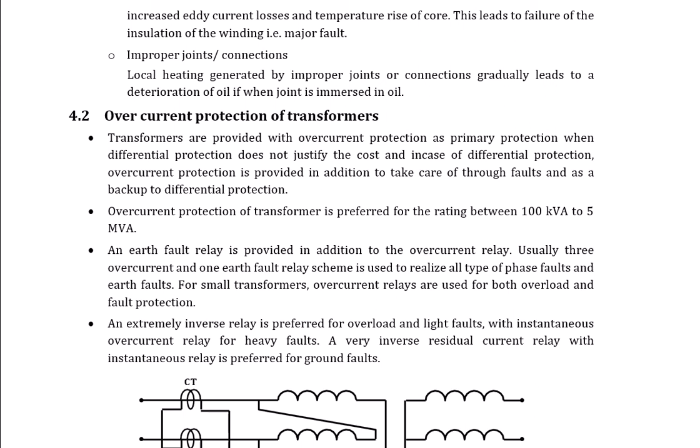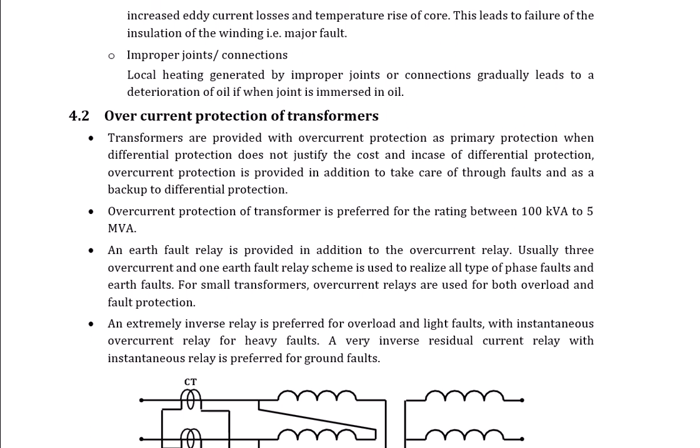Now, how can we protect the transformer from the faults? First protection is overcurrent protection of the transformer. Transformers are provided with overcurrent protection as a primary protection when differential protection does not justify the cost, and in case of differential protection, overcurrent protection is provided in addition to take care of through faults and as a backup to the differential protection. So basically a transformer is protected by using differential protection. We already saw how to apply differential protection in chapter 3. We already studied the differential protection for a transformer.